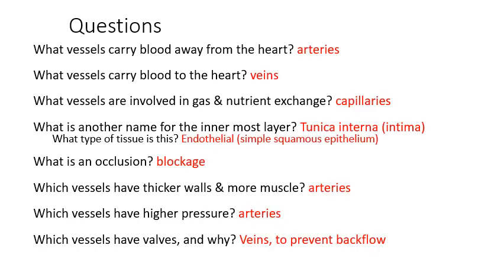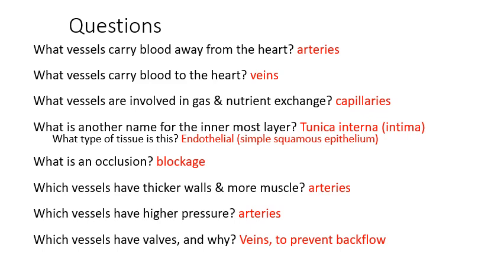All right, and hopefully you came up with these answers. So the vessels that carry blood away from the heart are always arteries. Vessels that carry blood towards the heart are always veins. The ones involved in exchange are the capillaries. The innermost layer of all blood vessels is the tunica interna, sometimes called the tunica intima, and that's made of endothelial tissue, which is simple squamous epithelium.